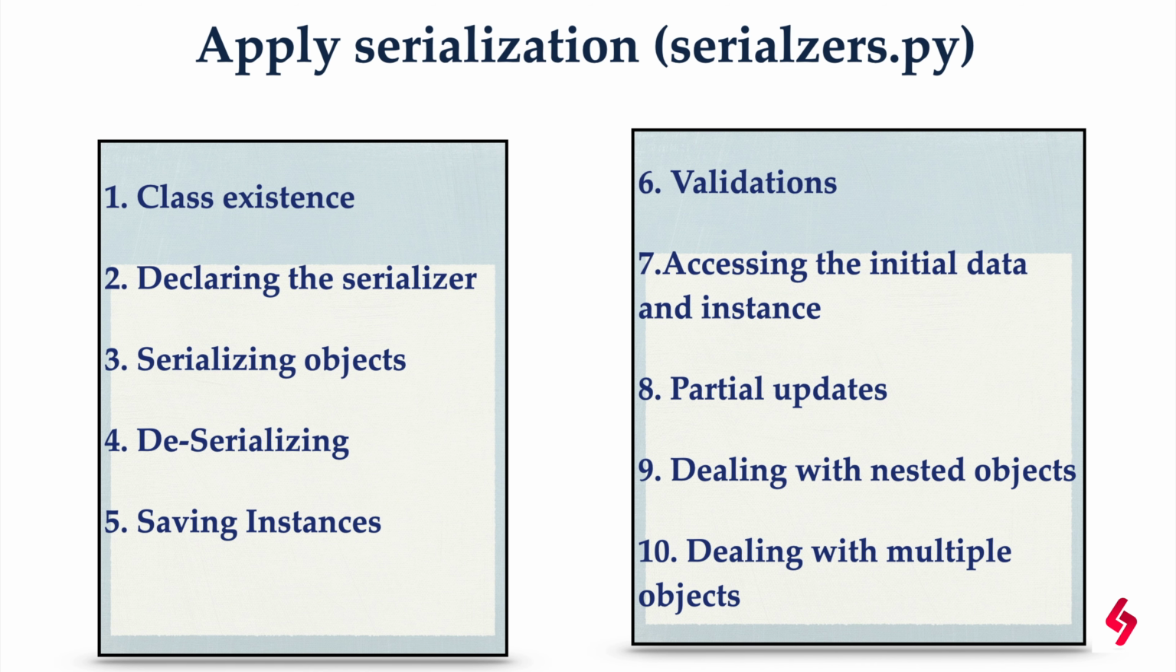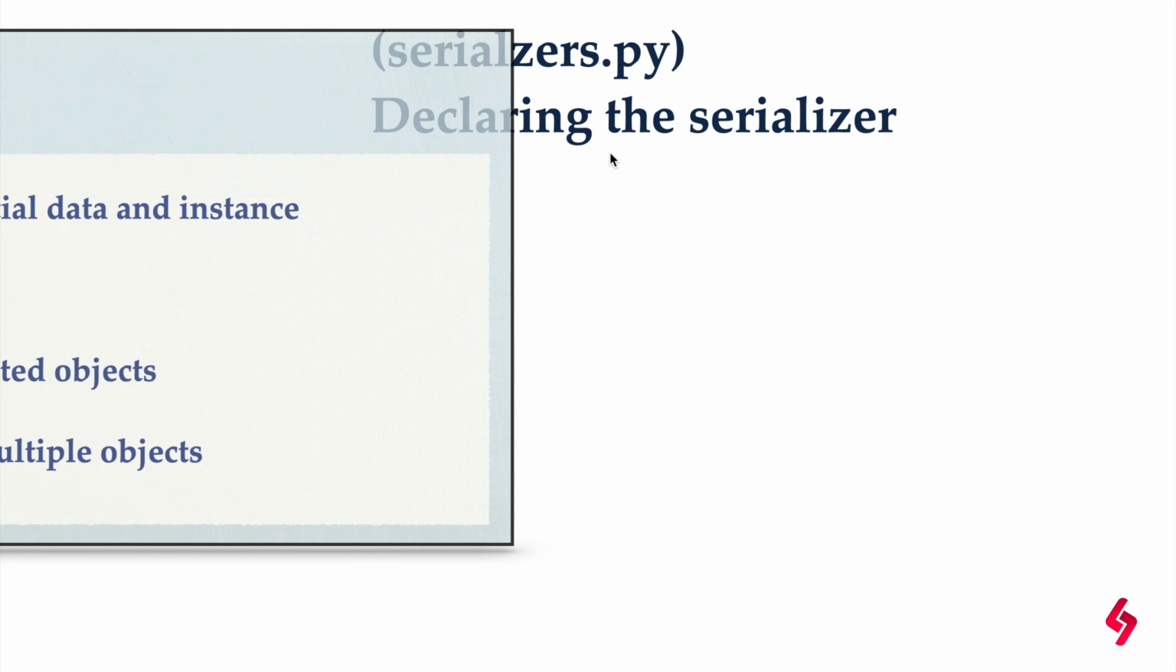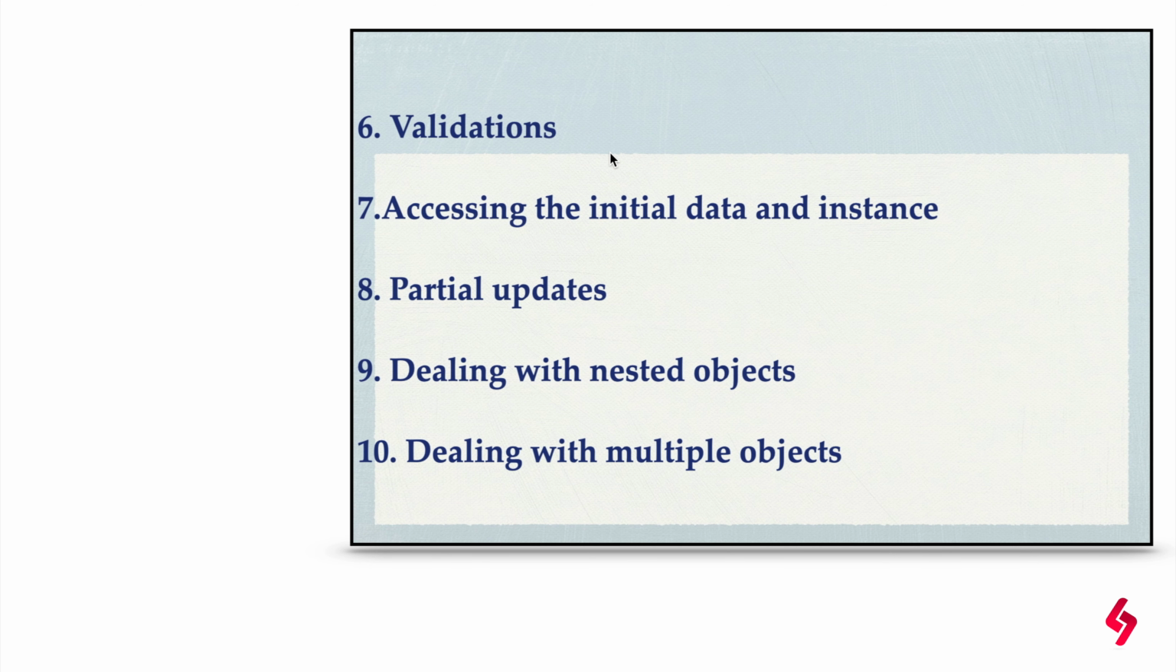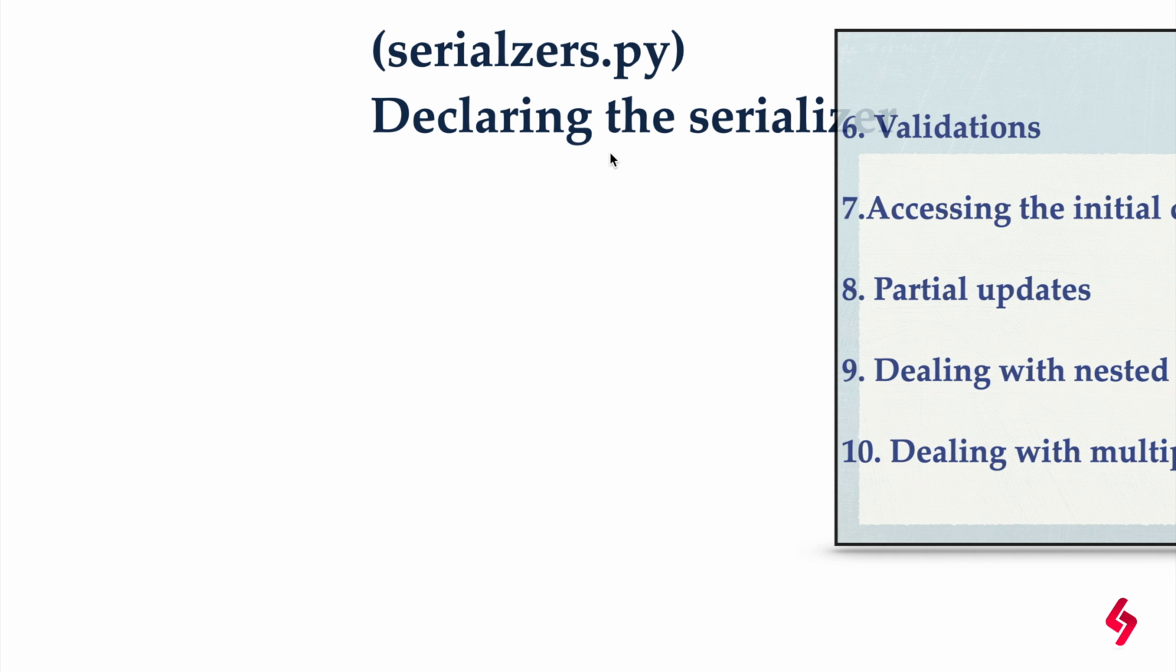How to apply the serializations? I have listed 10 points here. Basically, this is taken from the Django REST framework documentation. I'm going to discuss these one by one. The first one is declaring the serializer. I will discuss points 6 to 10 a little later, but let's focus on the first 5 points.